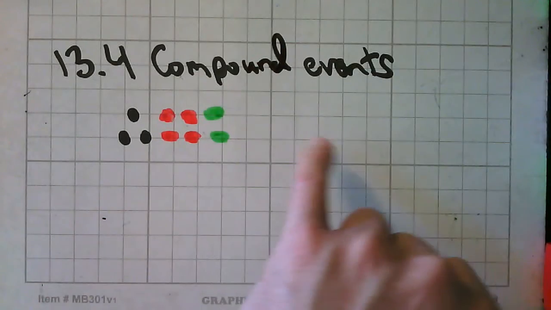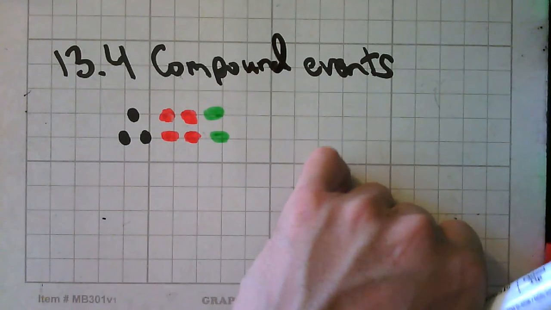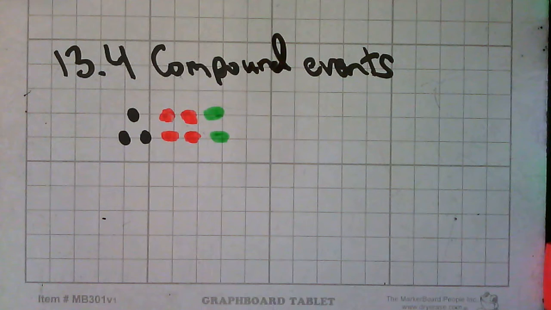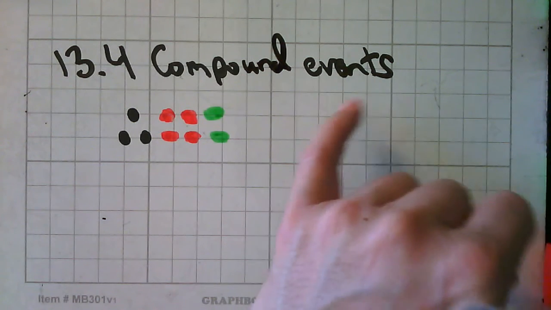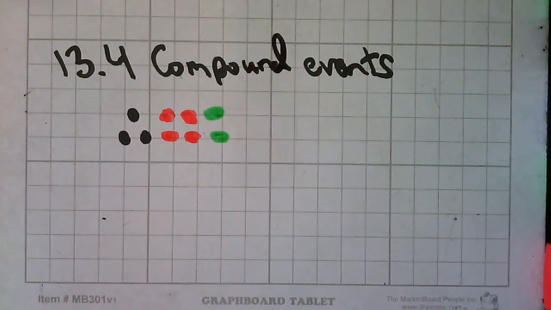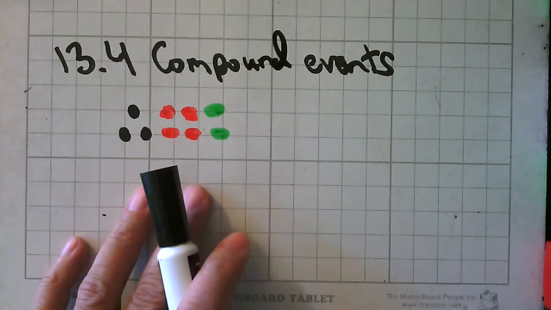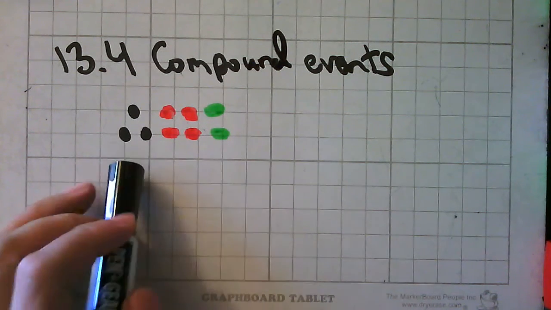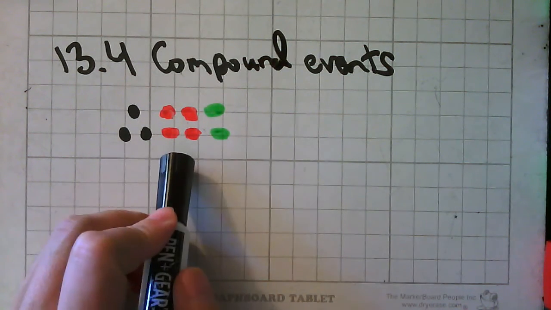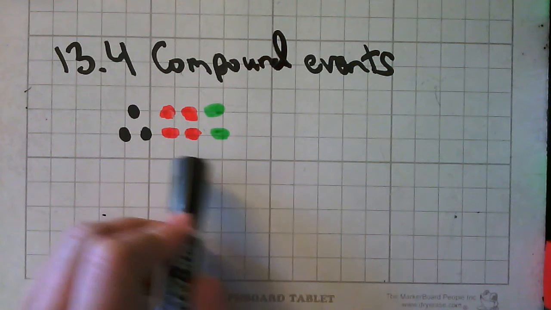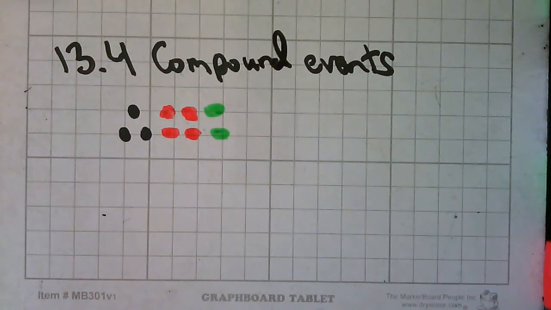Okay, so in this section, we're going to talk about compound events. So compound events, we're going to have more than one event happening to calculate a probability. So in these examples, we're going to have usually two events. So let's say we have a bag of marbles here again, right? We have 3 black ones, 4 red ones, and 2 green ones.